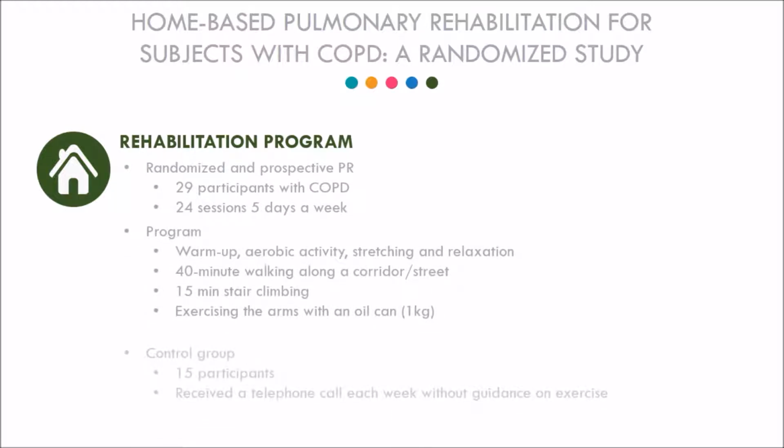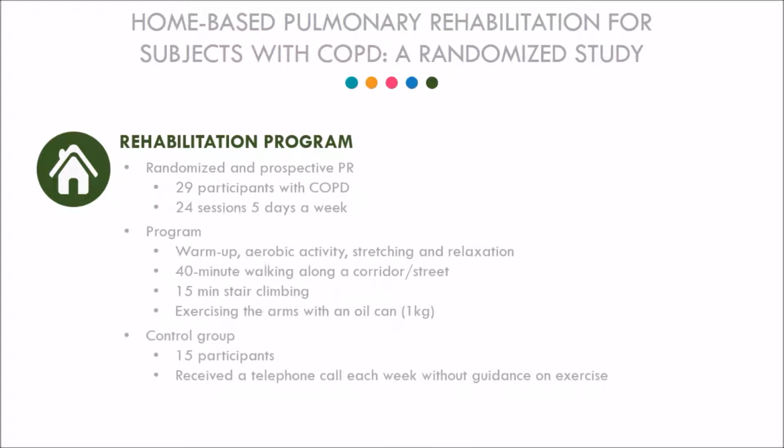Those in the randomized group would participate in the program that consisted of 4 steps, including the warm-up, aerobic activity, and then stretching and relaxation. Aerobic activity was divided in 3 stages. Stage 1 was introduced in the first week, where the participant would walk down a hall or corridor for 40 minutes. Stage 2 was introduced in the second week, where the participant would do stair climbing or use a platform if stairs were not available for 15 minutes.